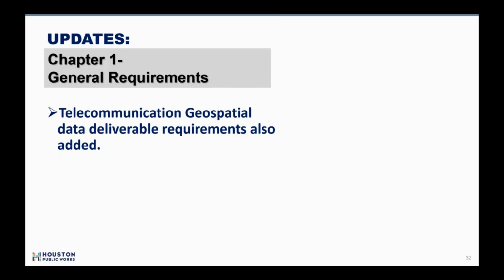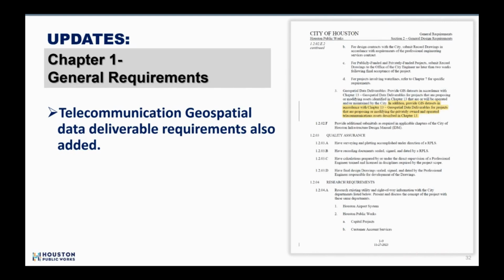Telecommunication facility requirements in chapter 16 were updated as part of the review cycle. So telecommunication geospatial data deliverable requirements were updated and added to paragraph 1.2.02.E.3 to align with the review cycle update.